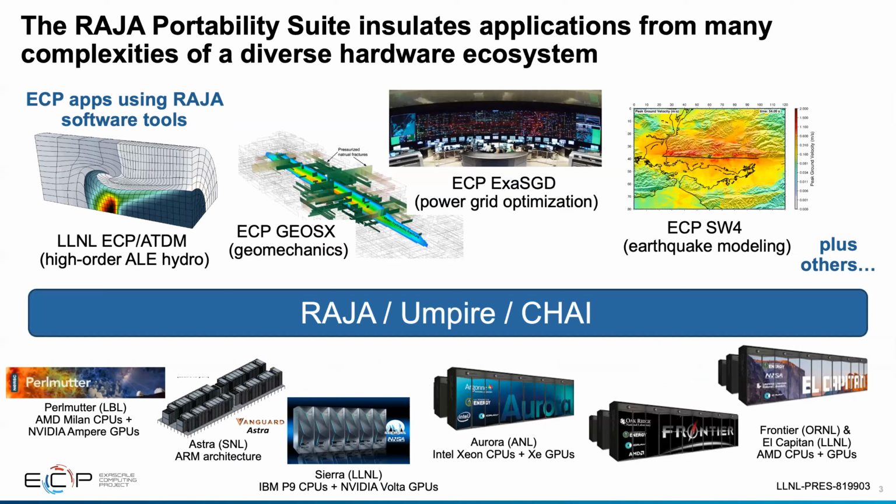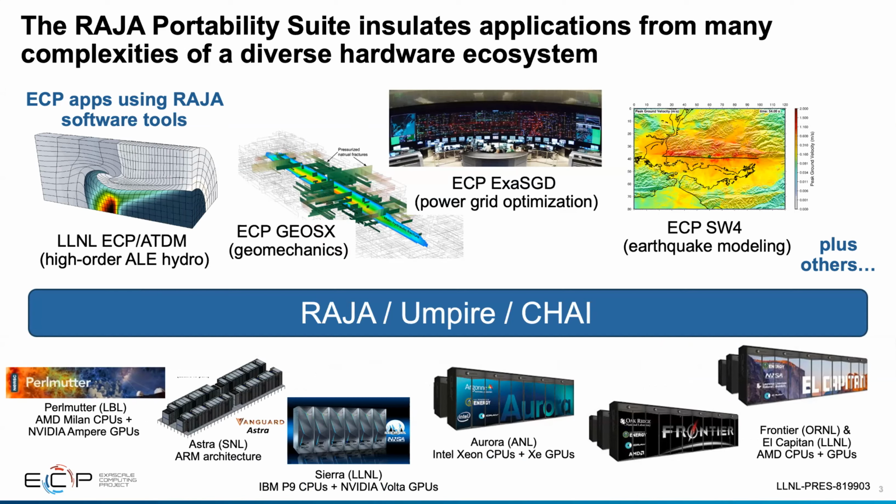So the RAJA Portability Suite has been adopted by a number of different projects. And on the slide here, I want to highlight some of the ECP projects that have successfully adopted RAJA, Umpire, CHAI, or a combination of them into their code. And they've been using this technology to run on a variety of different platforms.